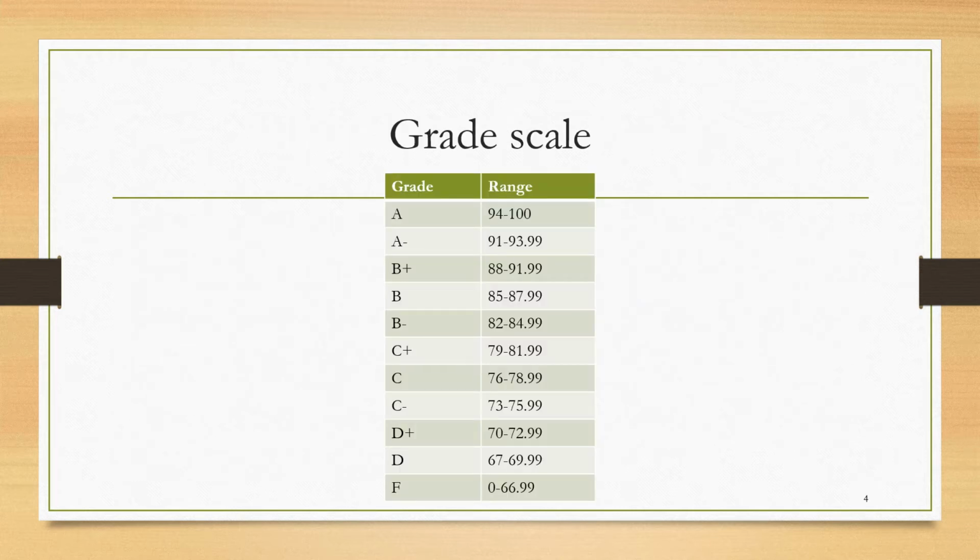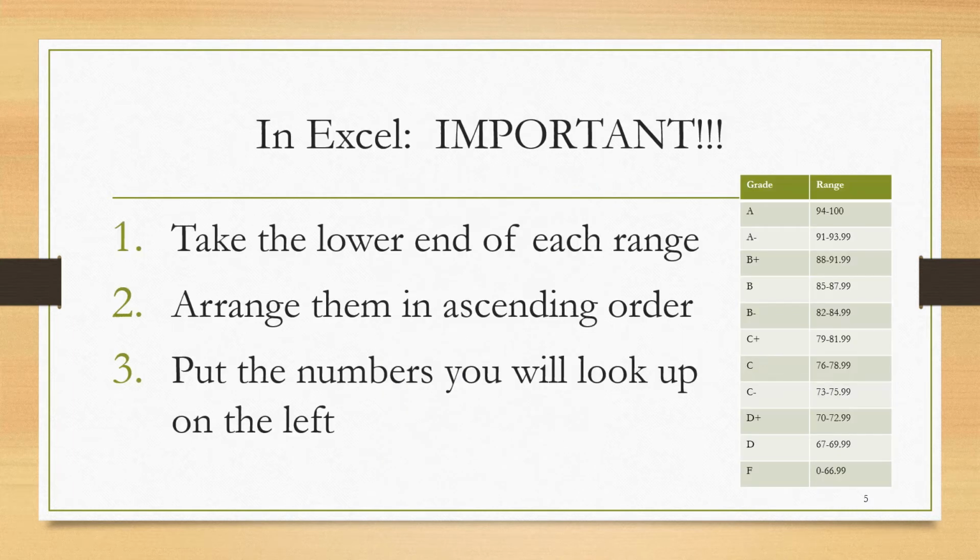We want to use those average test scores and make a corresponding letter grade based on the following grading scheme. So scores between 94 and 100 will receive an A, 91 to 93.99 A-, and so on. Next, we are going to take this grading scheme and convert it into a VLOOKUP table.